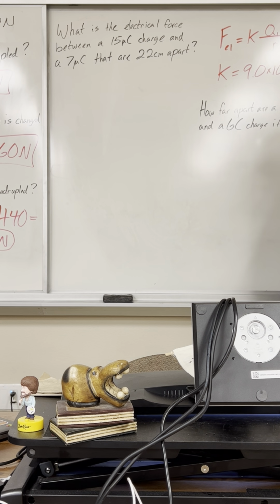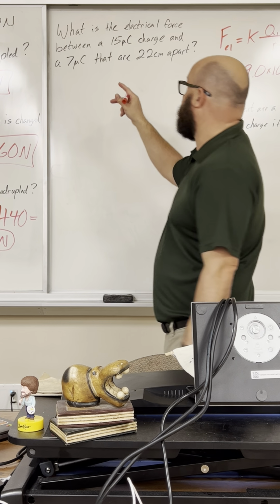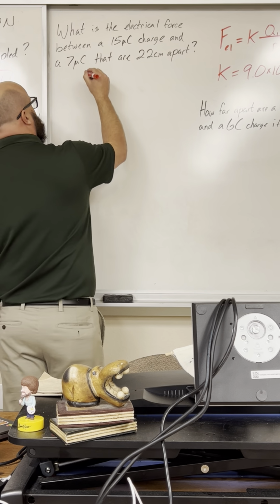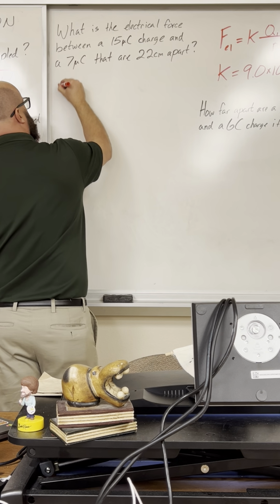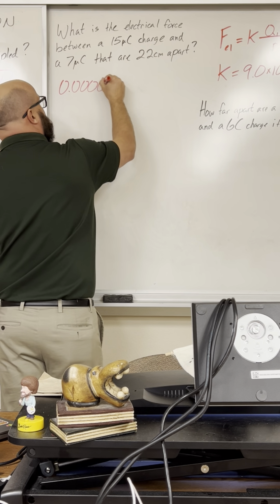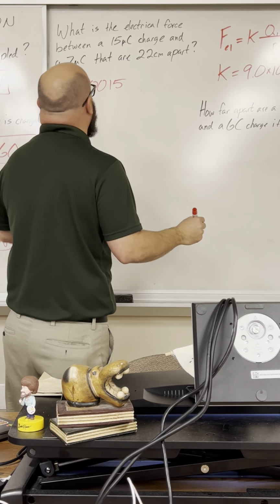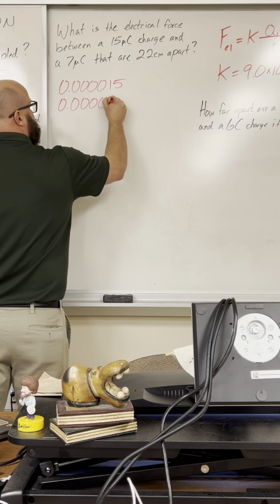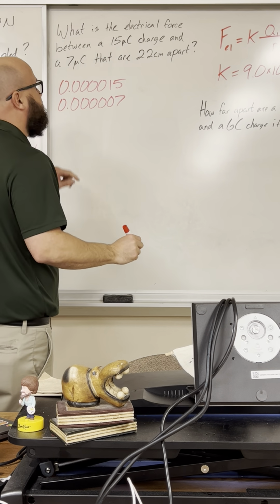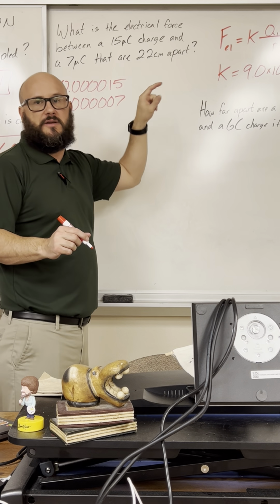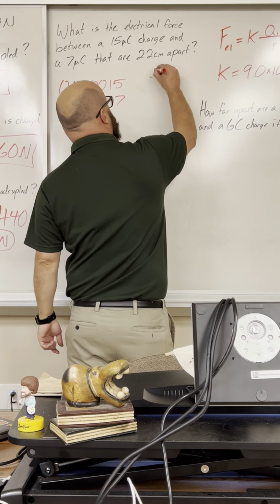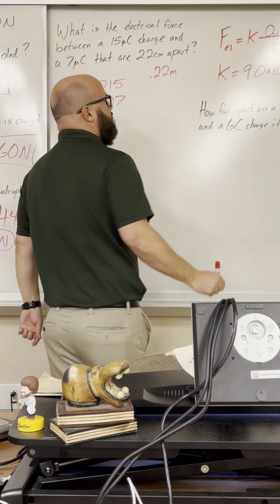Now, to use this formula, we have to have meters and coulombs. We don't have either one of those on this problem. So let's get that first. 15 microcoulombs is 1/1,000,000th of a coulomb. So we divide 15 by 1,000,000, we get 0.000015. 7 microcoulombs would be 0.000007 coulombs. 22 centimeters, a centimeter is 1/100th of a meter. So we're going to move that decimal place 2 places to get 0.22 meters.